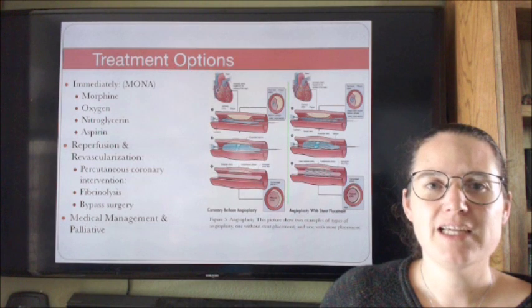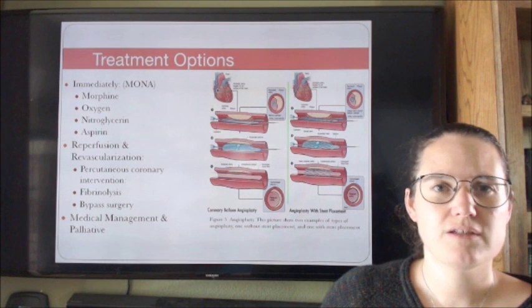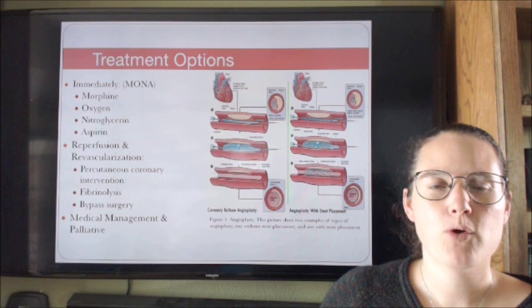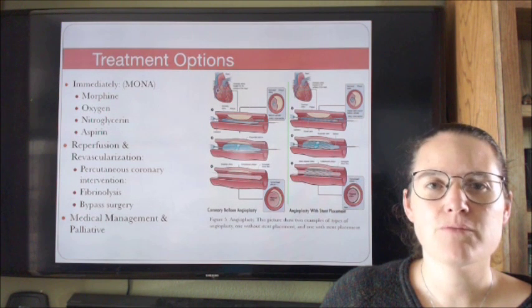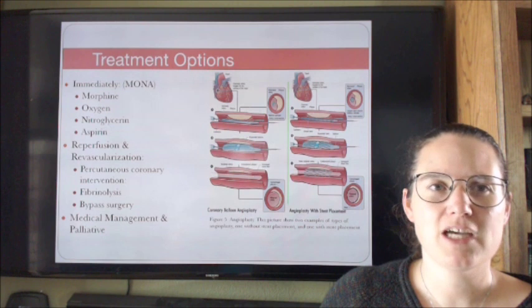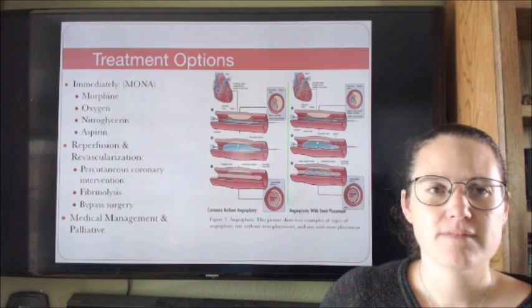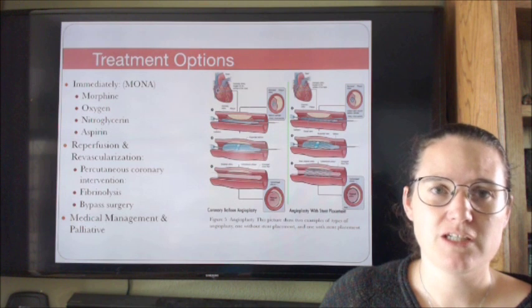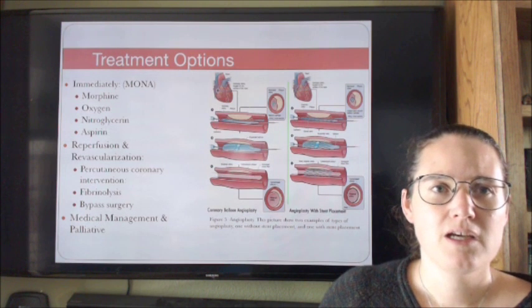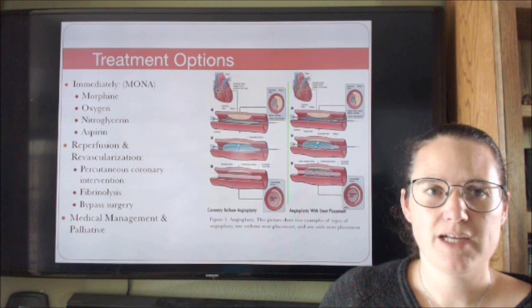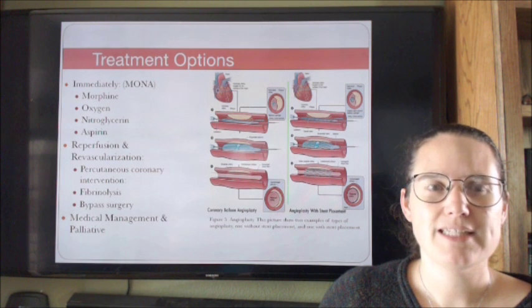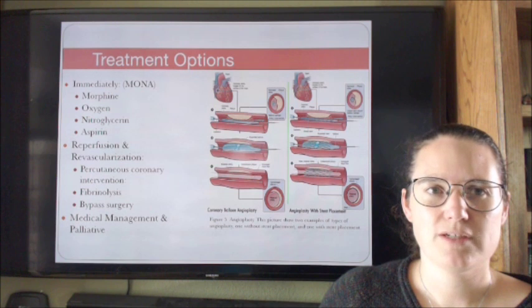Interventions. For immediate interventions, we use the acronym MONA: morphine, oxygen, nitroglycerin, and aspirin. These are your emergency medications. They are meant to help you get through the initial presentation to intervention and help the patient in this immediate time. Interventions can include percutaneous coronary angioplasty, fibrinolysis, and bypass surgery.